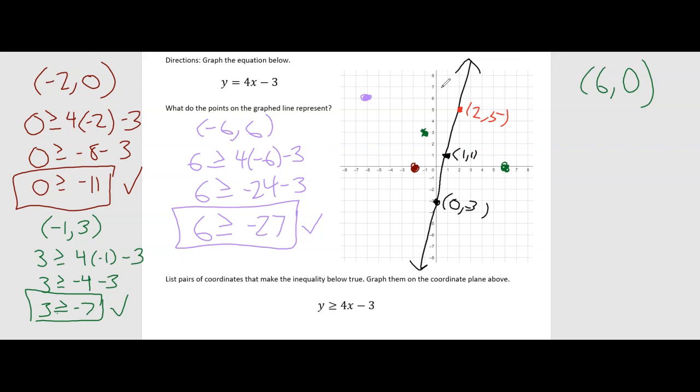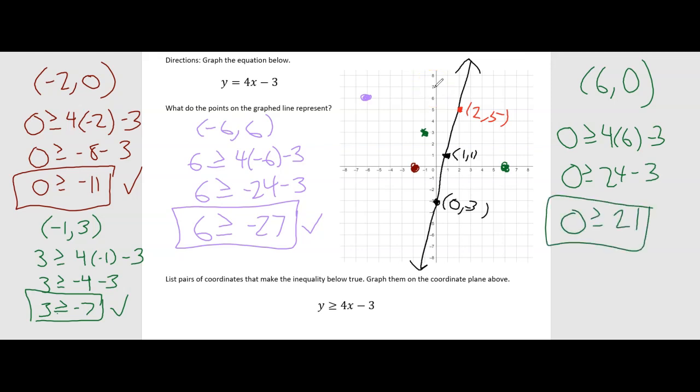Well, if I have 6, 0, I get 0 is greater than or equal to 4 times 6 minus 3. I get 0 is greater than or equal to 24 minus 3. And I get 0 is greater than or equal to 21. This is false, though. 0 is not greater than or equal to 21. So I actually shouldn't plot this point, right? I only wanted to plot points that worked.